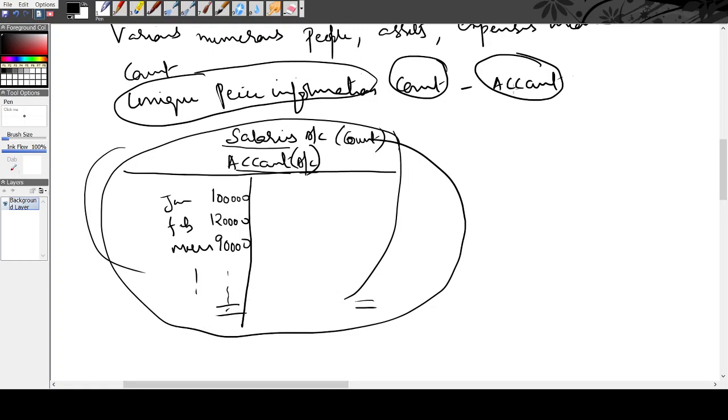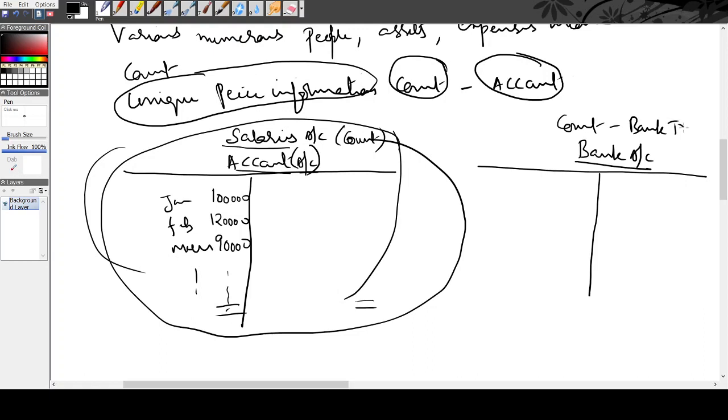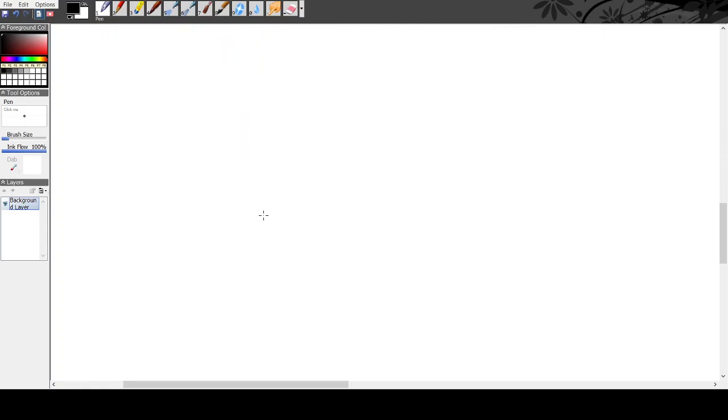I'll just draw one more account for you. Let us say I have an account called the bank account. Now what is this bank account? It is a count of the bank transactions. So whatever transactions we are having with the bank, it is counted in this paper called the bank account. How does the bank account look like? I'll show it here. Bank account.